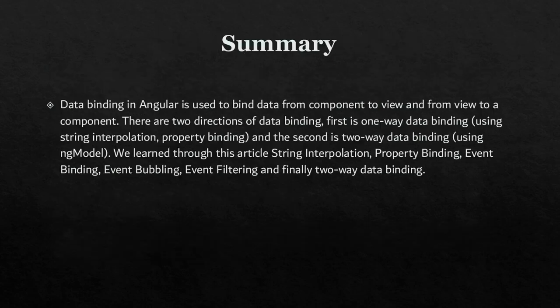And now we come to the conclusion. Data binding in Angular is used to bind data from component to view and from view to component. There are two directions of data binding. First is one-way data binding using string interpolation, property binding, and event binding, and the second is two-way data binding using ngModel. We learned through this video string interpolation, property binding, event binding, event filtering, and finally two-way data binding.